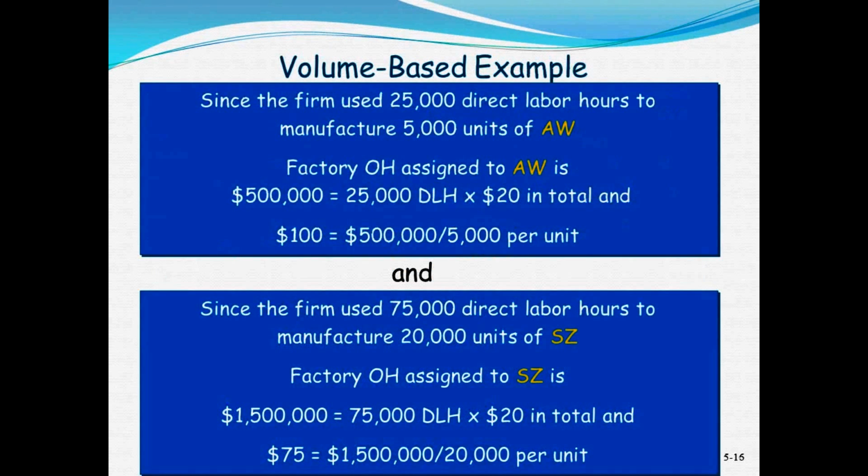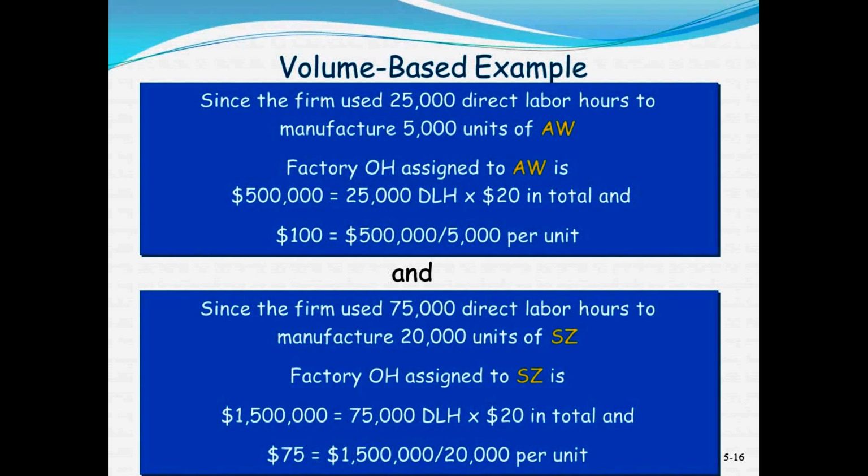Using that as your allocation, we know that AW used 25,000 of the 100,000 direct labor hours to make their 5,000 units. And so that would be 25,000 direct labor hours times $20 per hour. $500,000 would go to them, or $100 per unit. So 5,000 units, they would be allocated $100 per unit.